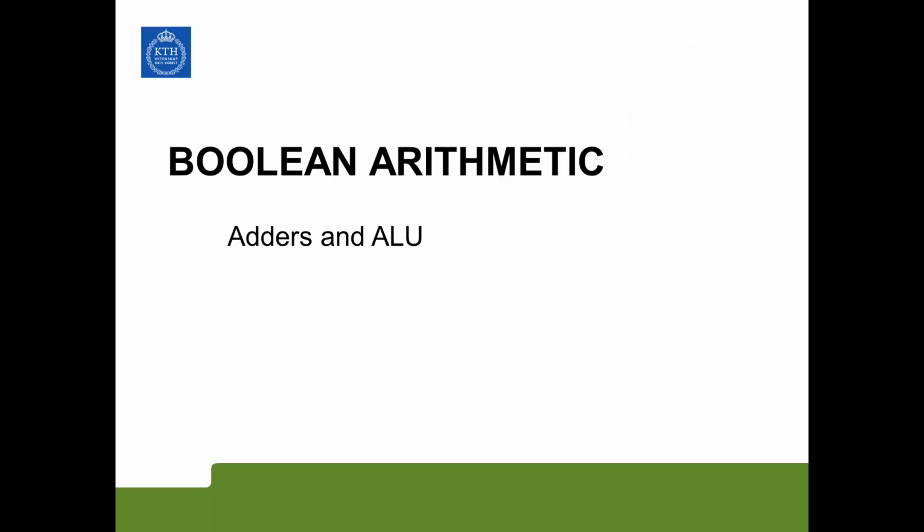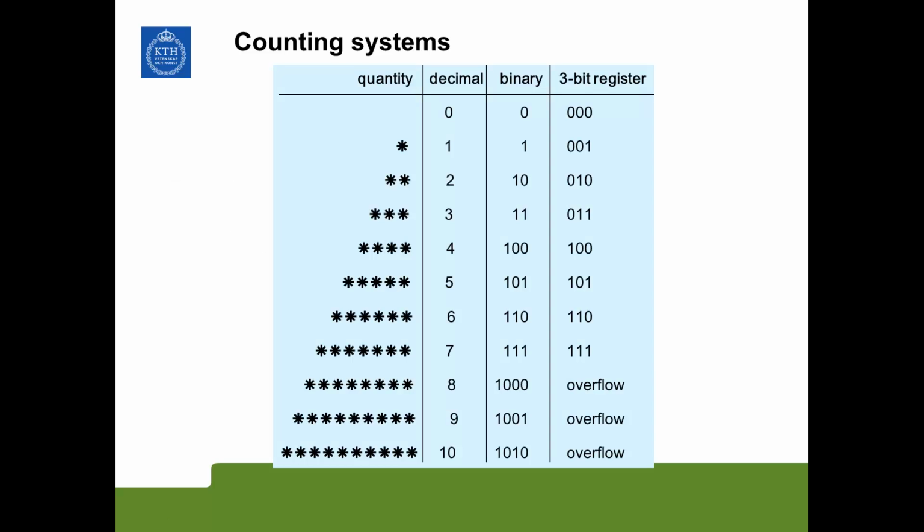Let's move on to counting with binary representation of numbers. We will look at adders, and then we will look at the full arithmetic and logical unit that's needed for the Hack computer. If we take a quantity, we can represent that in decimal numbers from 0 to 10, because we have 10 quantities here, 10 asterisks. But of course, the representation of the number can also be expressed in binary digits.